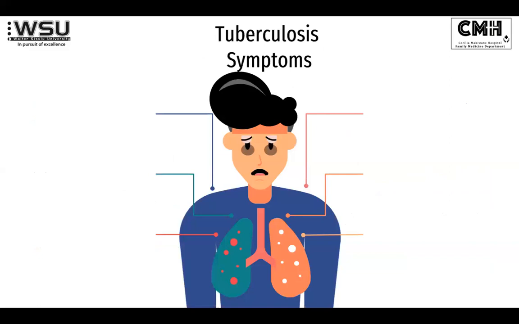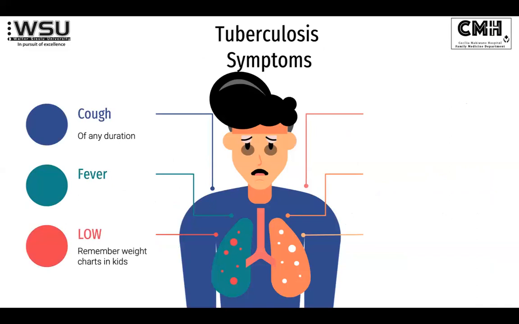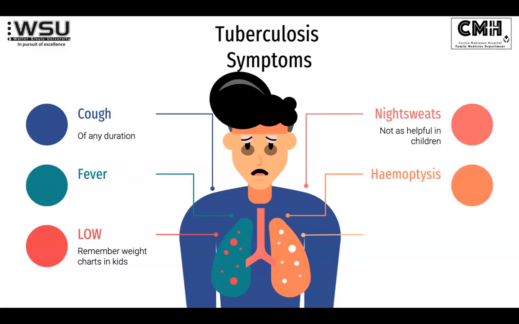So our symptoms for TB, and I'll check whether people have TB. We all know this. You're going to obviously screen for cough, for fever, for loss of weight. Very important in our children. That includes failure to thrive. You don't know if a child is problematic until you've actually plotted it on a chart. Drenching night sweats, which is not so helpful in children. Hemoptysis will obviously make you very suspicious.